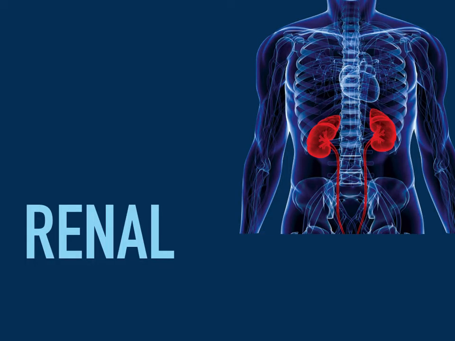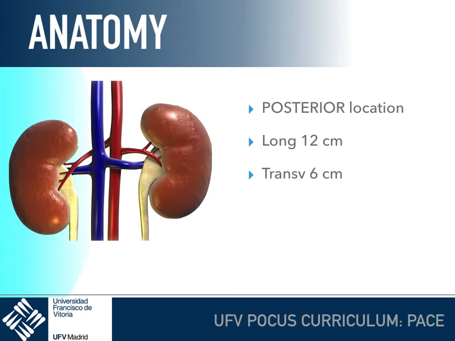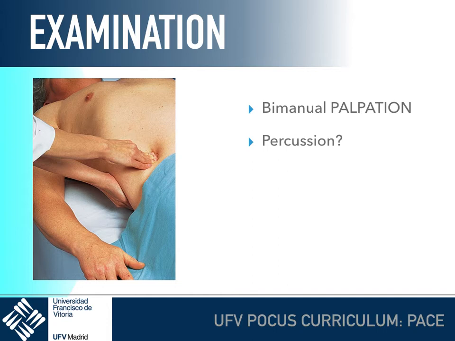Renal. We can evaluate the kidneys with ultrasound. In the anatomy, we need to keep in mind that both kidneys are posterior, so both kidneys are in the retroperitoneal space. The long axis is plus minus 12 centimeters, 10 to 12. And the transverse axis of both kidneys is plus minus 6 centimeters.